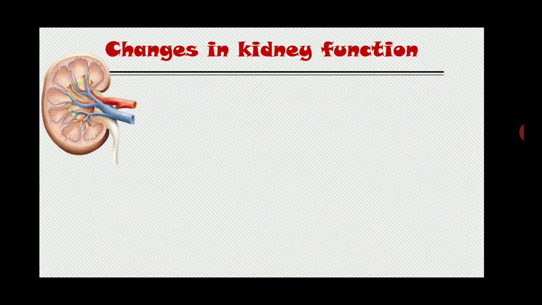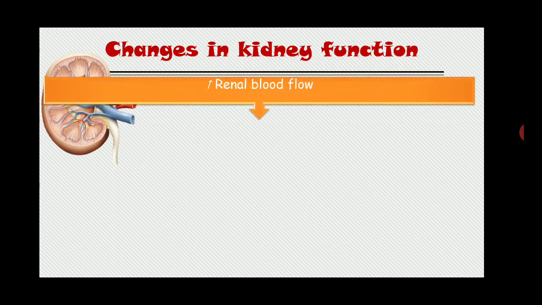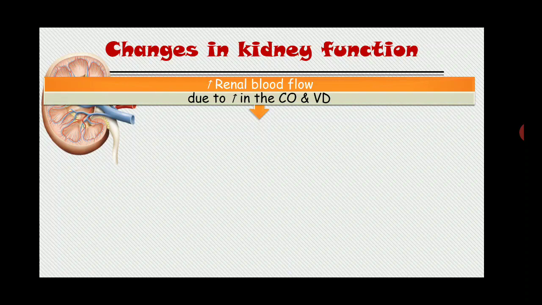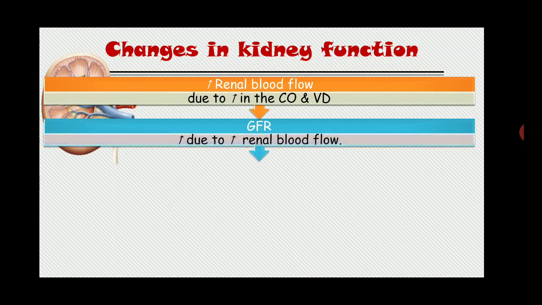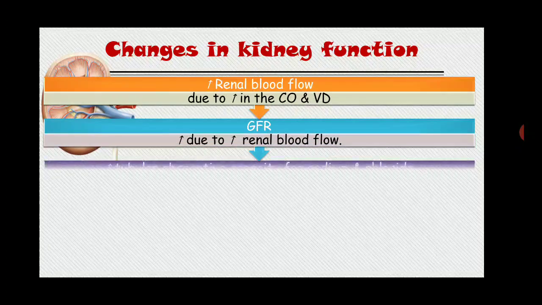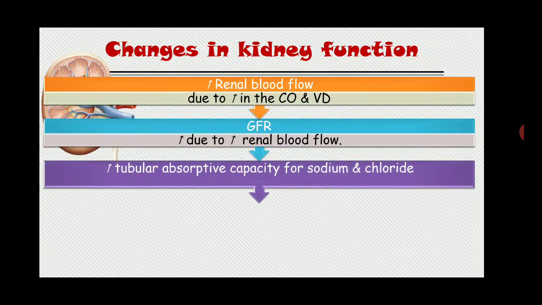So what are the changes in the kidney function? As far as the kidney function is concerned, during pregnancy there is increased renal blood flow, and this increased renal blood flow is basically due to the increased cardiac output and vasodilatation. What happens to the GFR? GFR is also increased because there is increased renal blood flow, and it is also associated with increased tubular absorption capacity of sodium and chloride.